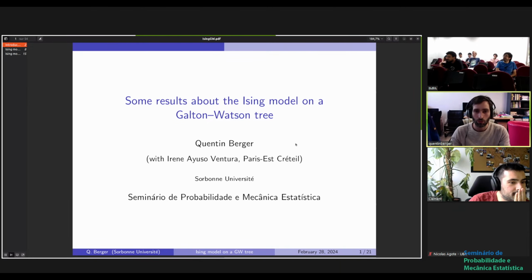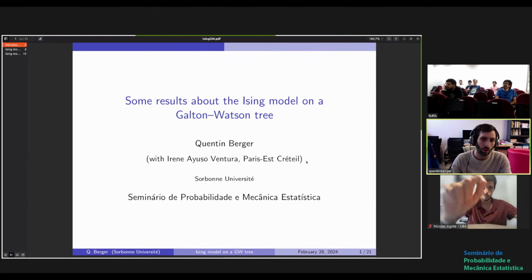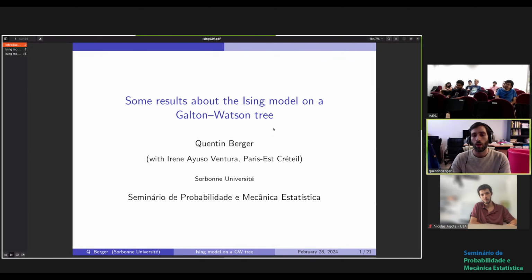Okay, so I'm going to talk about some results I obtained with my PhD student, Irene Ayuso Ventura. She's actually in Paris-Est Créteil with Arnaud. And I was told that there were students in the room and people from all ages. So I'll talk about some results on the Ising model on trees. There are some old results by Lyons I will come back to, and some more recent results on trees that I didn't know about, and we'll see the relation with our problem.